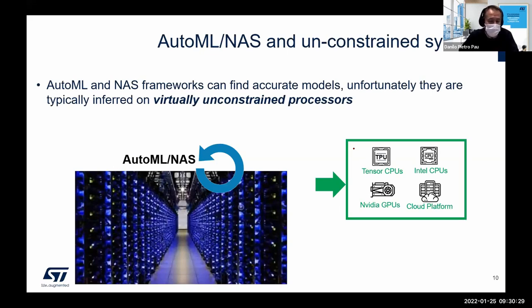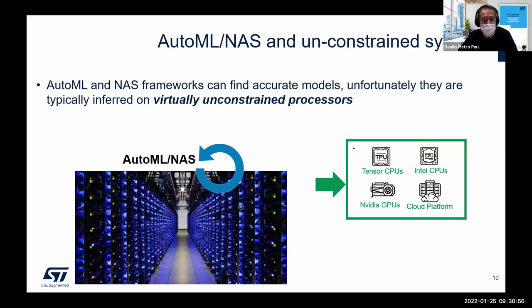A company like ST produces microcontrollers, sensors, and the associated silicon node technology for their manufacturing. So we are concerned with tiny devices, with devices that have constrained resources in terms of memory, in terms of computational power, in terms of package size, and also power consumption.